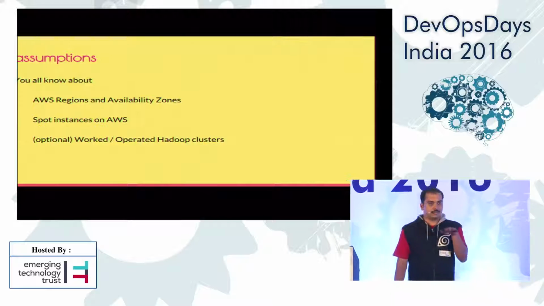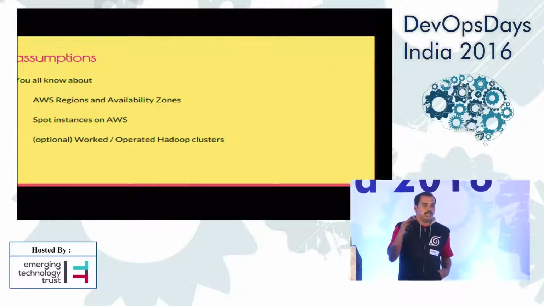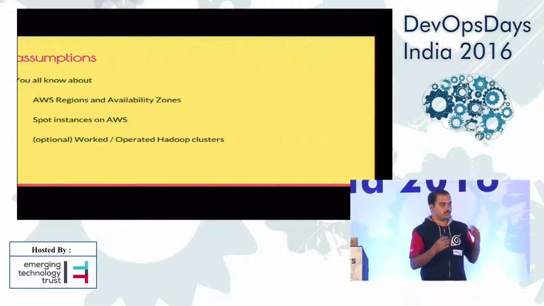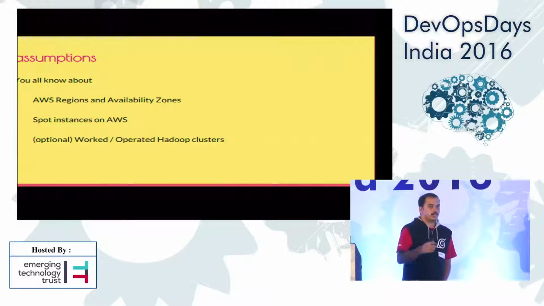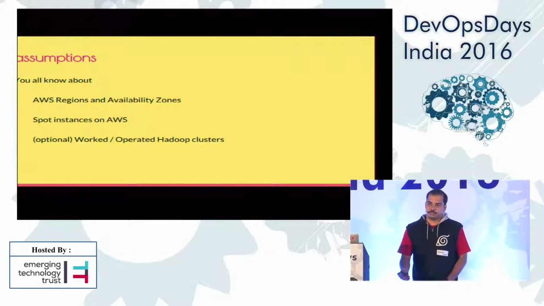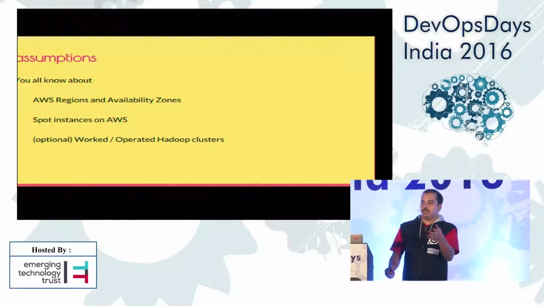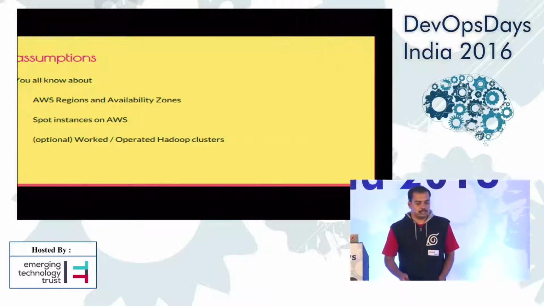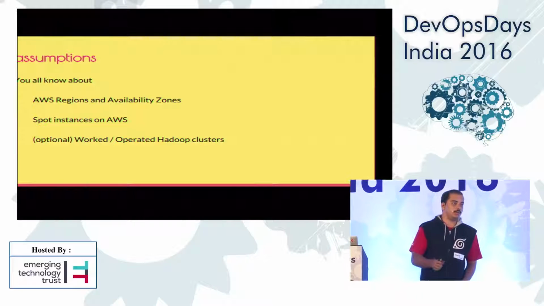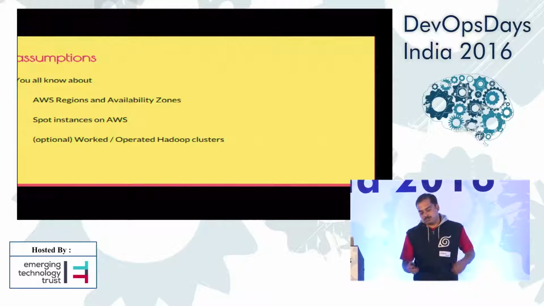There are some assumptions I'm going to make in this talk: that all of you are familiar with the notions of AWS, like what an AWS region means and what an AWS availability zone means, and also that you have heard of or used spot instances before. Quick show of hands, who hasn't heard of spot instances before? Okay, try to follow along. If I have time, I'll do a quick primer so you can catch up with the content. And if you have worked with or operated Hadoop clusters, you might be able to appreciate some of the content. Well, it's just a hope.